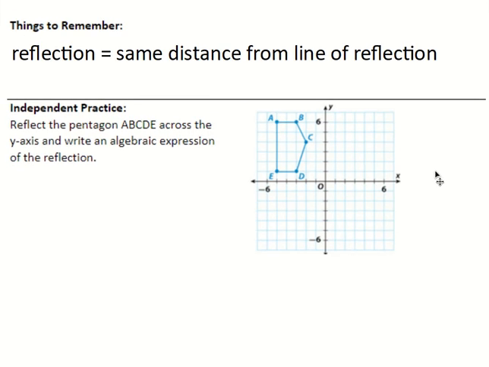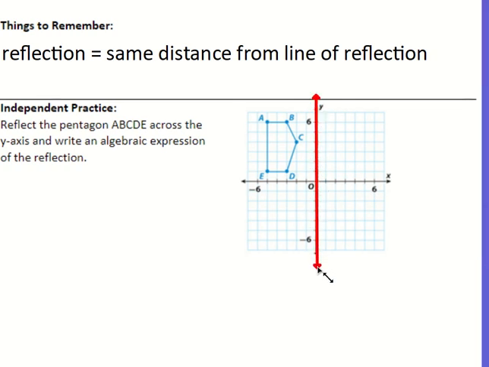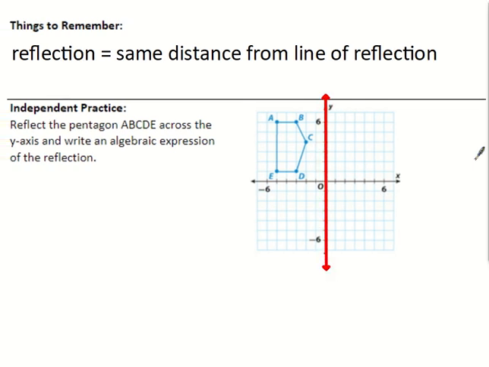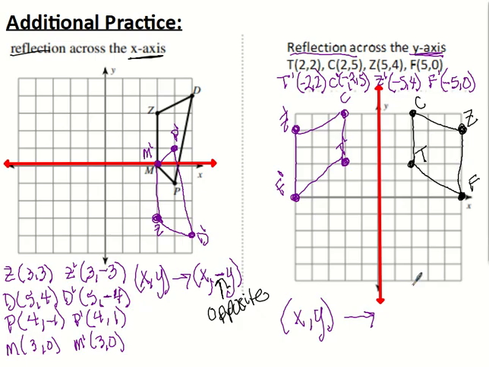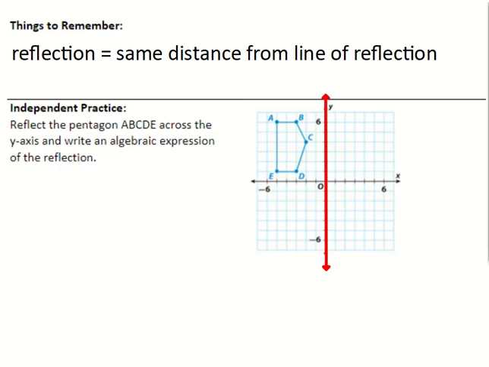So here's your independent practice. You are going to reflect this pentagon over the y-axis, okay? And then you're going to write the algebraic expression for that reflection. So here's your axis. I'm going to give it to you, but then you need to go write the algebraic expression. Hint, hint, it's probably going to be whatever you did here, okay? Another hint, the easiest way to do it is to list your points, A, B, C, D, and then list your prime points, A prime, B prime, C prime, and see what happened, okay?